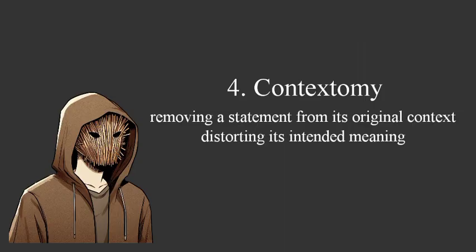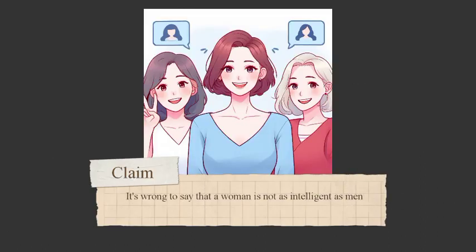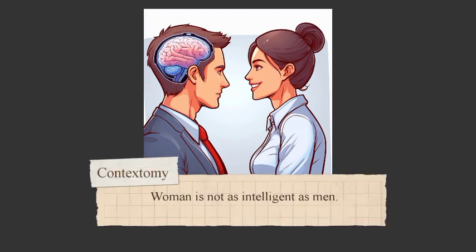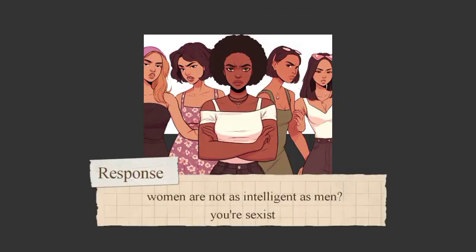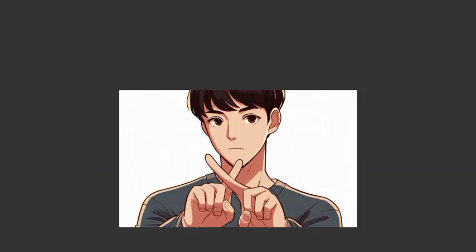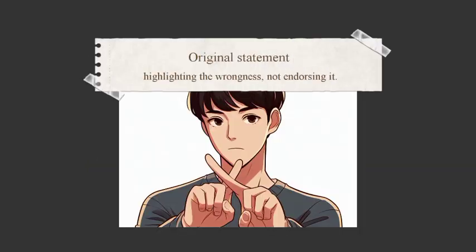4. Context manipulation. This involves removing a statement from its original context. "It's incorrect to claim that women are not as intelligent as men." The context manipulation would be, "women are not as intelligent as men." The strawman response could be, "Wow, do you genuinely believe that women are less intelligent than men? That's such a narrow-minded and sexist viewpoint." The original statement was actually highlighting the wrongness of making such a claim, not endorsing it.